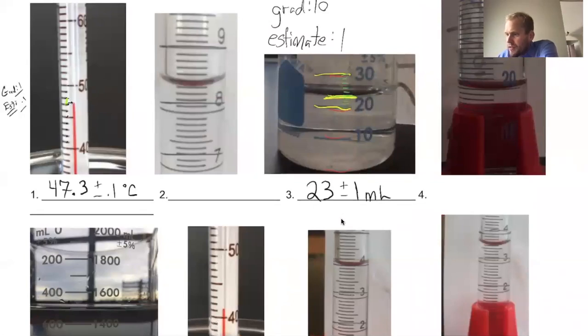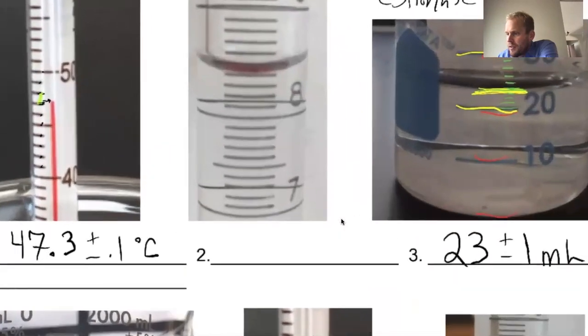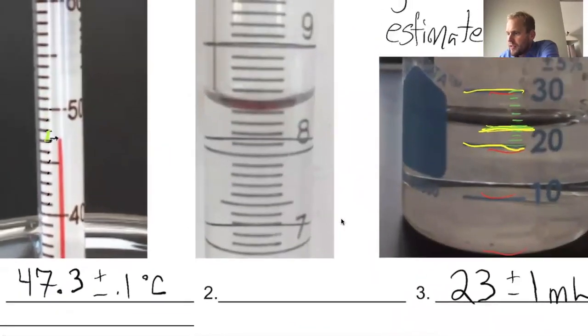Let's do another one. This looks like some sort of graduated cylinder, okay? Value of the graduate. So we've got 8 here. This must be 8, 8.1, 8.2, 8.3, 8.4, 8.5, 6, 7, 8, 9. So it looks like the graduate is going by tenths. Therefore, the estimate has to go by 1/10 of 1/10, which is 1/100th.